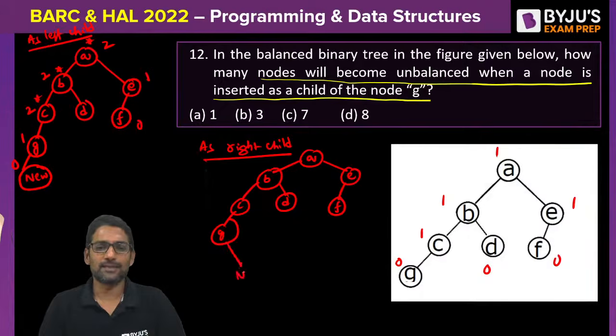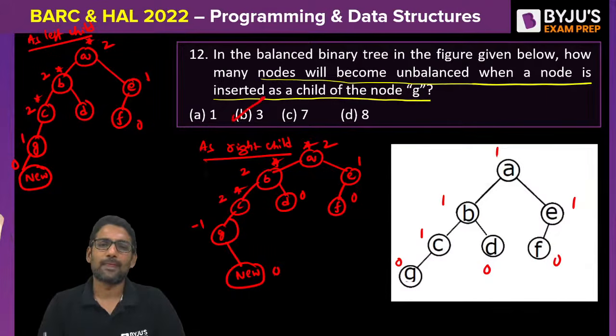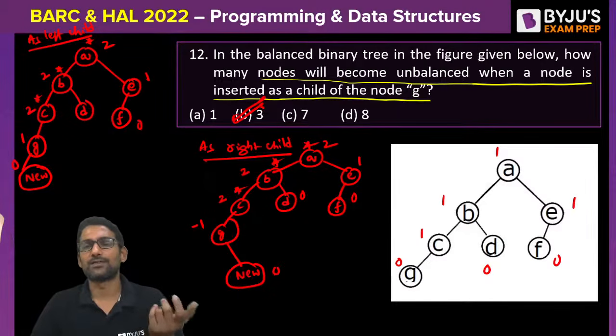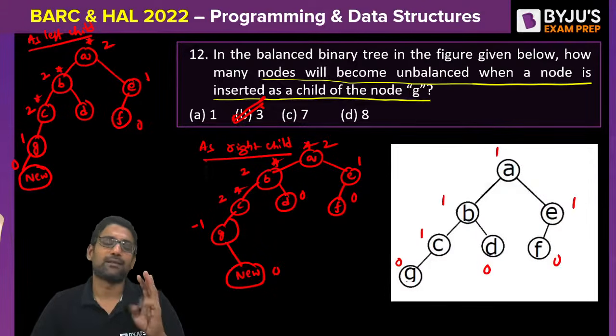If I insert as right child to G, balance factor of new node would be 0, G would be -1, C would be 2, B would be 2 again, D is 0, F is 0, E is 1, and A would be 2. So still the same, A, B, C are critical nodes. So how many nodes become unbalanced if you insert a new node as a child to G, either left or right? 3 nodes.